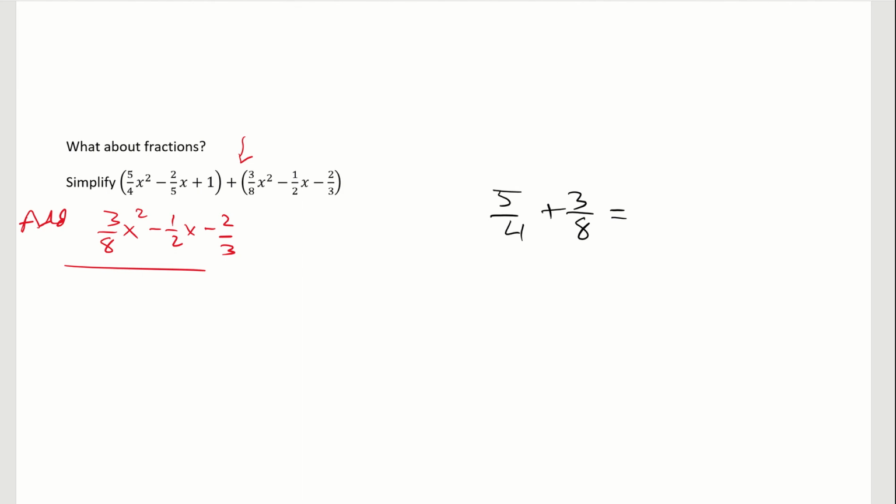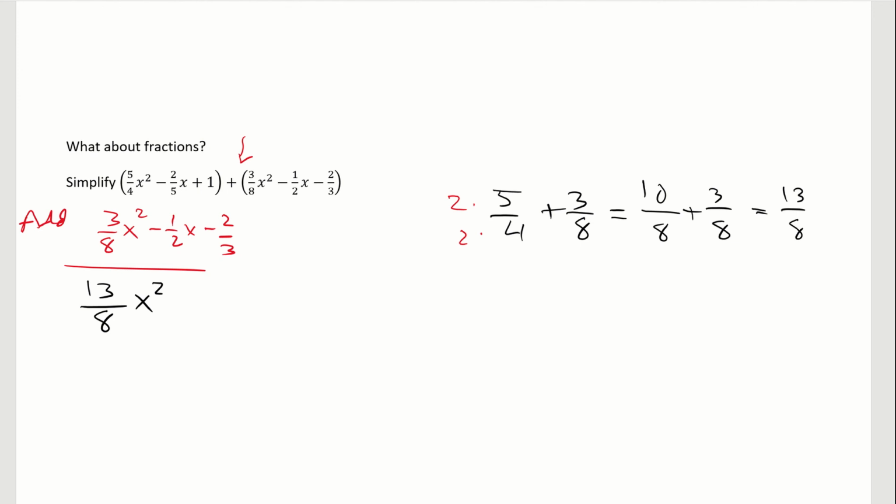I need a common denominator of 8. So 10/8. What did I do? You know what I did. I hit him with a 2 and a 2. Okay, a 2, plus 3/8. And I'm getting 13/8. Okay, that's part of our answer. Believe it or not, 13/8 x squared. That's how you do these guys.